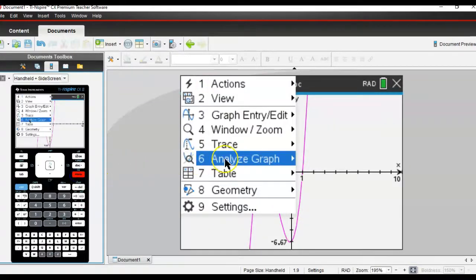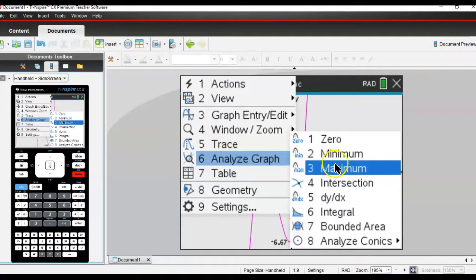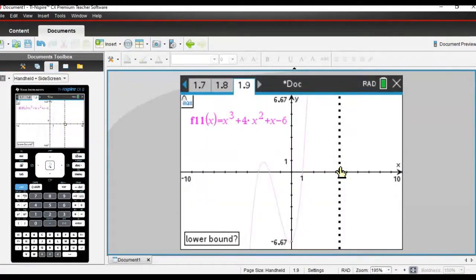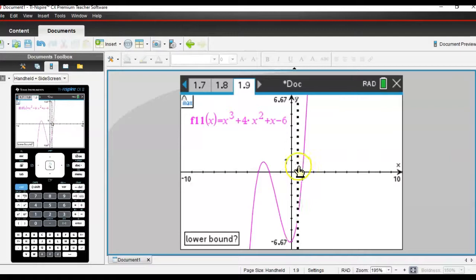I'd like to be able to analyze this graph. Does this graph have a maximum? Not really. I'm going to click maximum anyways, but it goes up forever. So does it really have a maximum? No, but this piece of the graph right here has its own maximum. It's called a local maximum, and I can ask the calculator to help me find the local maximum by telling it which piece of the graph to look at.